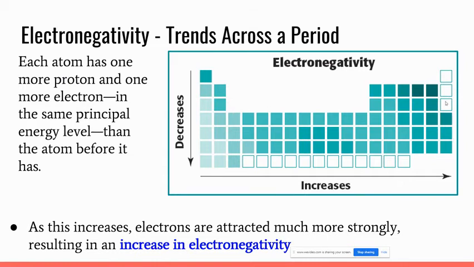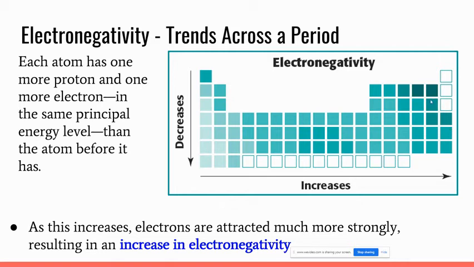Now, the noble gases, for the most part, don't have an associated electronegativity. And the reason for that is they don't need any other electrons. They're good. They have filled outer energy levels. And really, that's the goal of atoms, to fill the outer energy level.